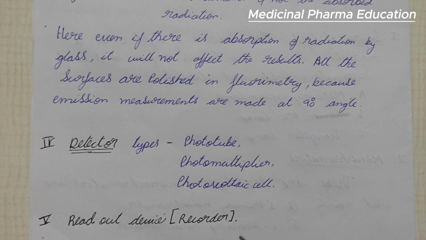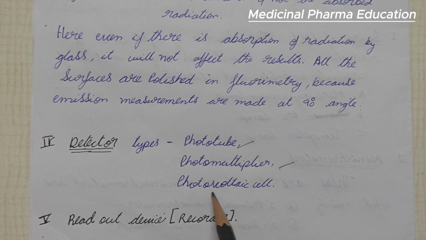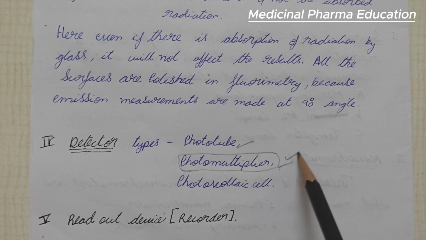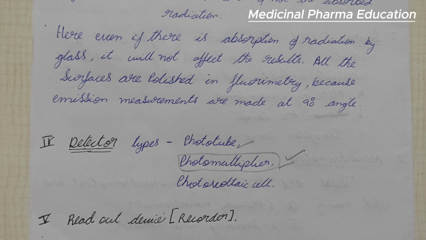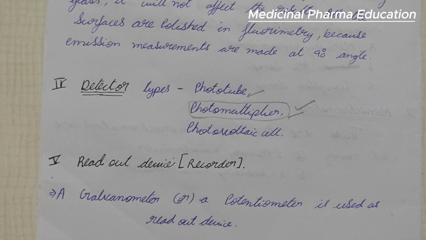Okay, the detector types we have already discussed in the UV instrumentation, so you can just refer to the UV instrumentation, where I have made a separate video on the detectors. You can go and see phototube, photomultiplier, and photovoltaic cell. You can just read the photomultiplier. This is very important. They will directly ask the photomultiplier mechanism and the diagram. Okay, next, the readout devices. The readout devices are recorders, a galvanometer or a potentiometer.